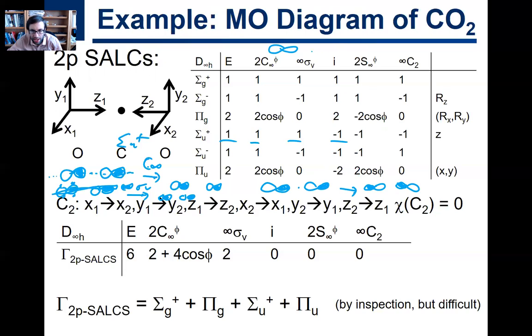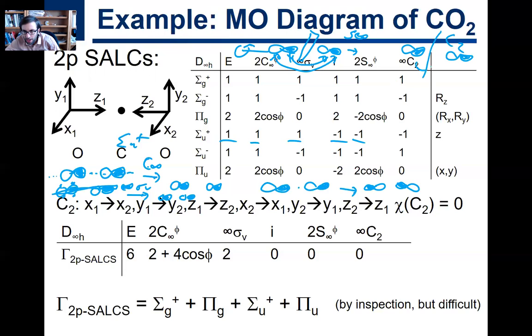If you do an S infinity, what's that? That's a C infinity, which does nothing, but then it's a sigma h. And so sigma h is going to flip everything. So that's going to get you a -1. And then lastly, you're going to do a C2.